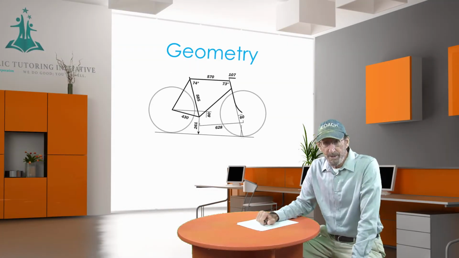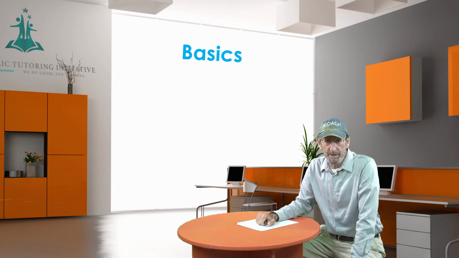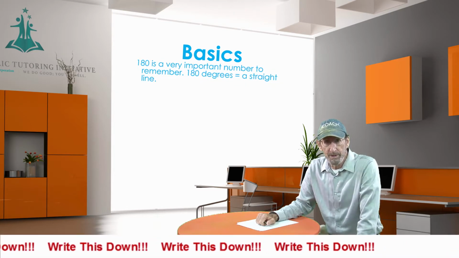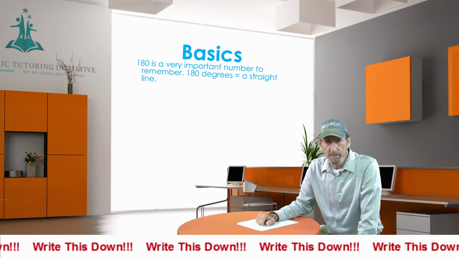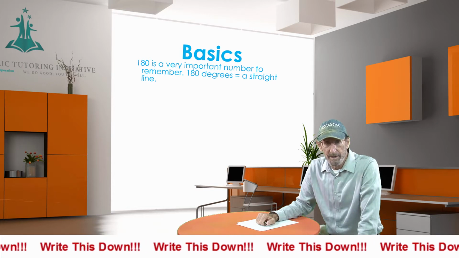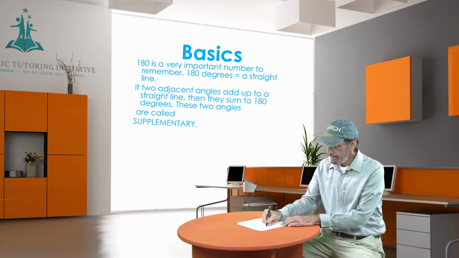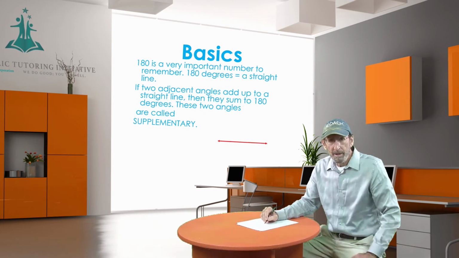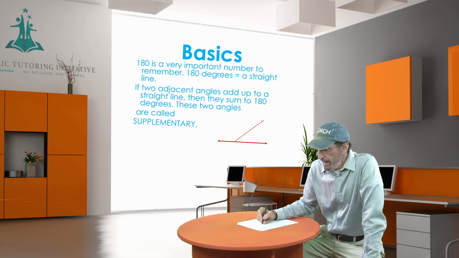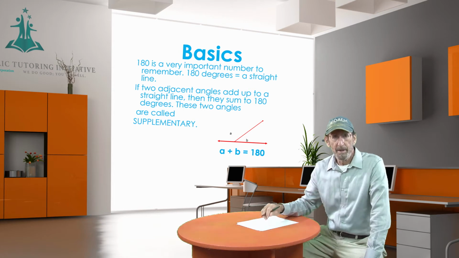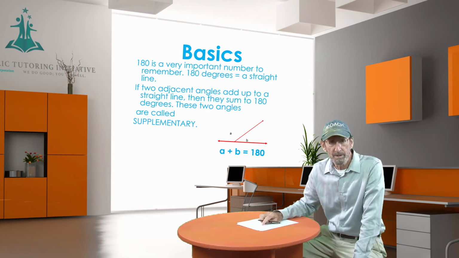Okay, let's do geometry. First, the basics. 180 is a very important number in geometry. It's the number of degrees in a straight line. So if two adjacent angles add up to a straight line, like this, then they add up to 180 degrees. A plus B is 180 degrees. These angles are called supplementary.